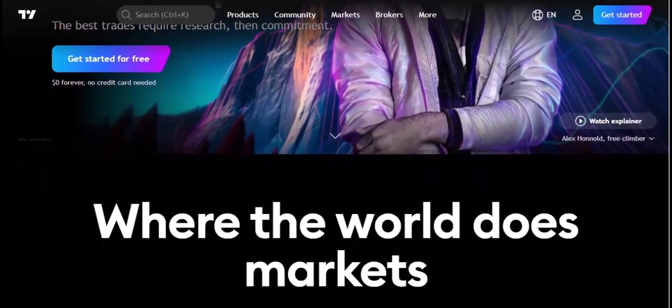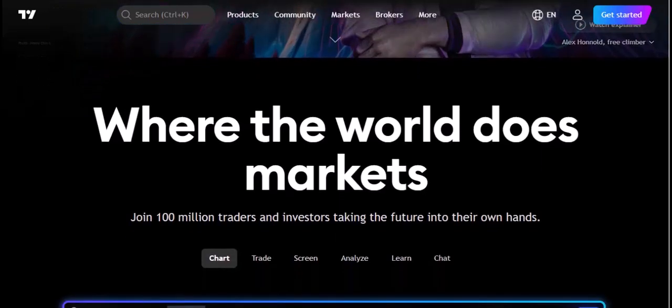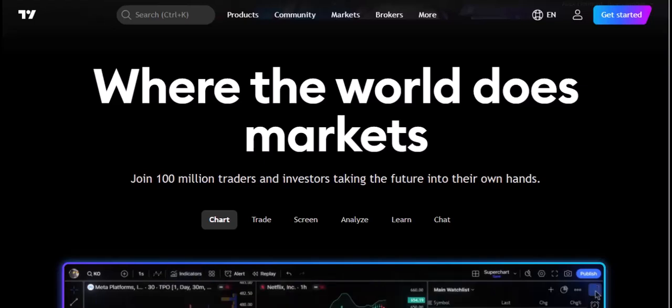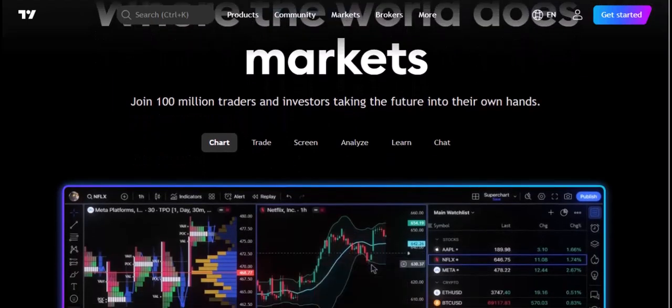Think of them as mini programs written in PineScript, TradingView's proprietary language. These scripts can do everything from painting custom indicators on your charts to backtesting your trading ideas against historical data. They can generate buy and sell signals based on your specific criteria, and even send you notifications directly to your phone when those conditions are met.